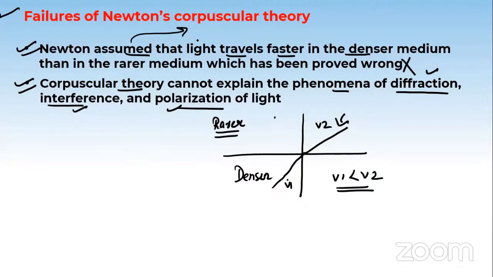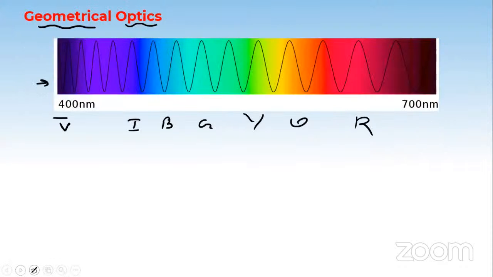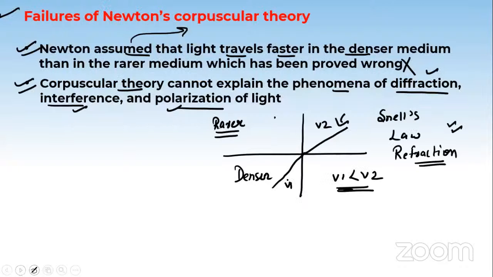He assumed that light travels faster in a denser medium, which is wrong. As per geometrical optics, we have seen in Snell's law of refraction, not reflection, but refraction. You had seen this thing, right? So same thing as this. Is it fine, students? The first point is explained here.